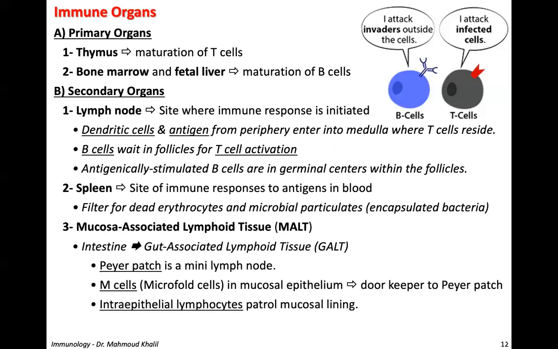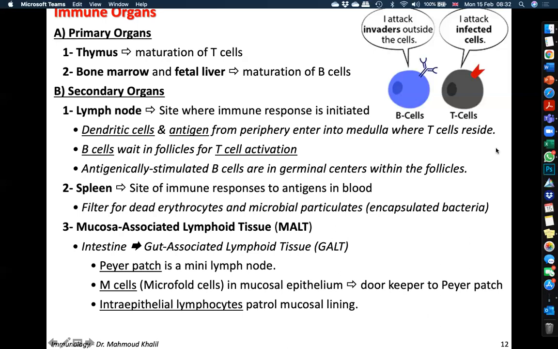The third secondary organ is MALT, which is mucosa-associated lymphoid tissue. It exists in the intestine as gut-associated lymphoid tissue. You can see it as well: Peyer's patch, which is a kind of mini lymph node. You can see the M cells, which exist in the mucosa, and they are actually a doorkeeper for Peyer's patch.